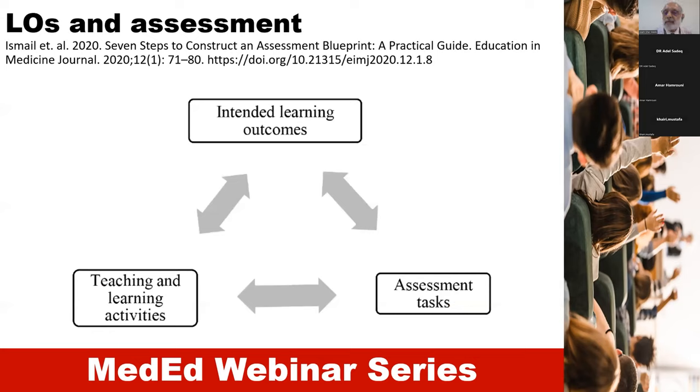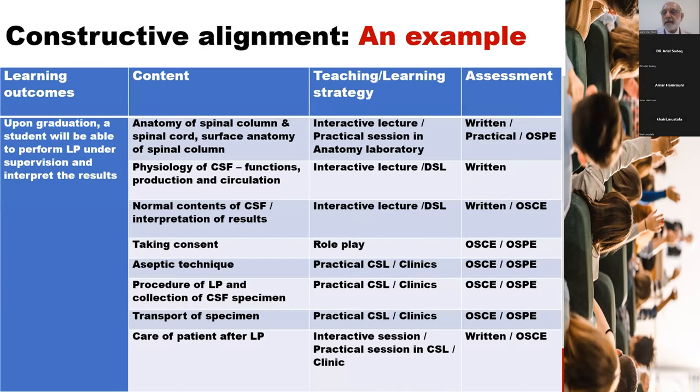The learning outcomes dictate to us what should be the content, what should be the teaching learning activities and strategies, and how students should be assessed. When we align the assessment tasks, the teaching learning strategies, and the content with the learning outcome, it is termed as constructive alignment. Here is an example of a constructive alignment.